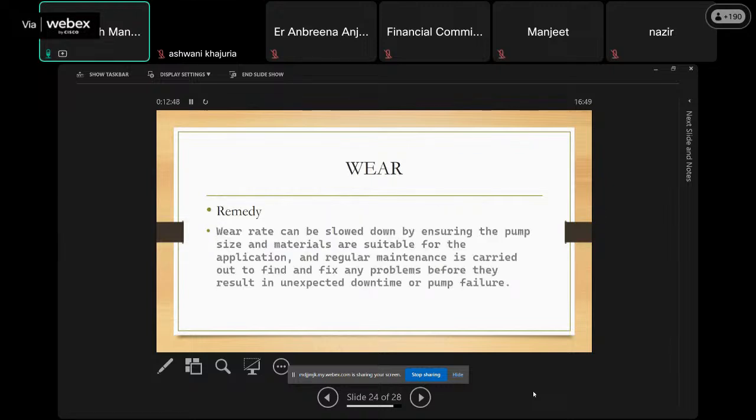So, what is the remedy for wear? The wear rate can be slowed down by ensuring that the pump size and the materials are suitable for the application. And regular maintenance is also carried out, and it is endeavored to find and fix the problems before they result in unexpected downtime or the failure of the pump.